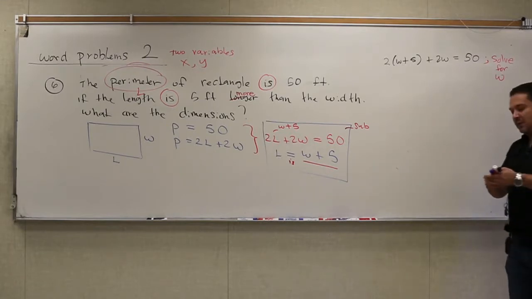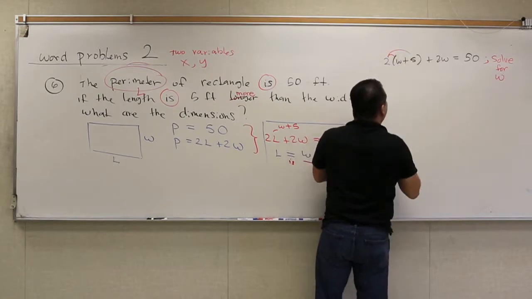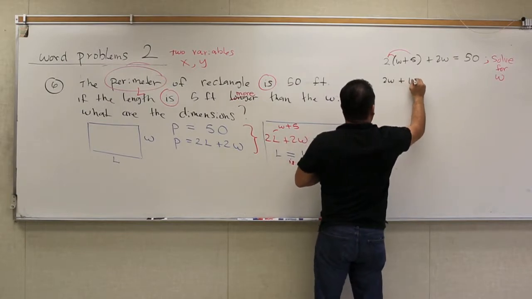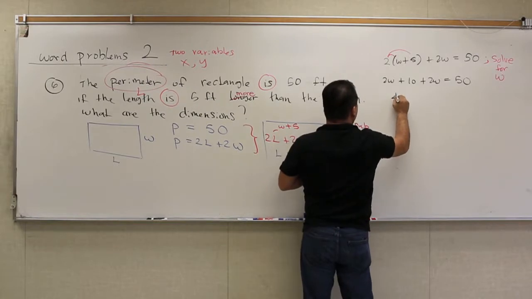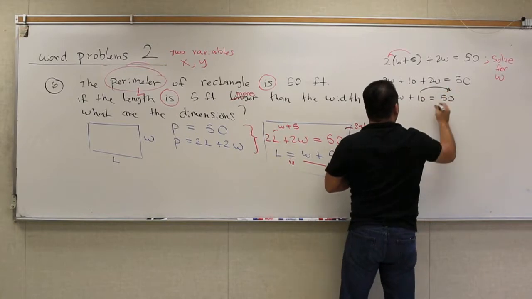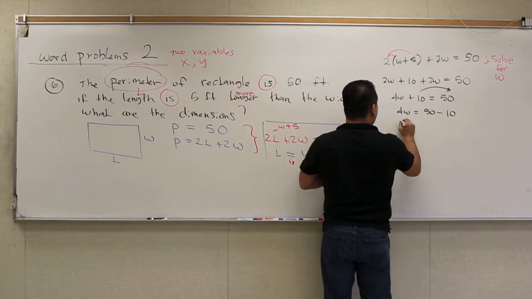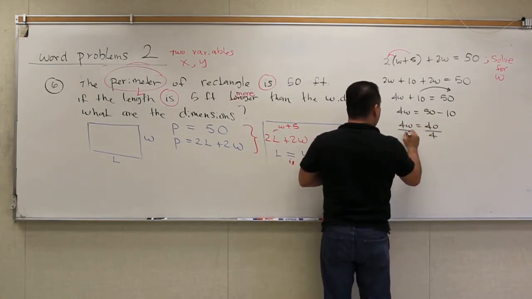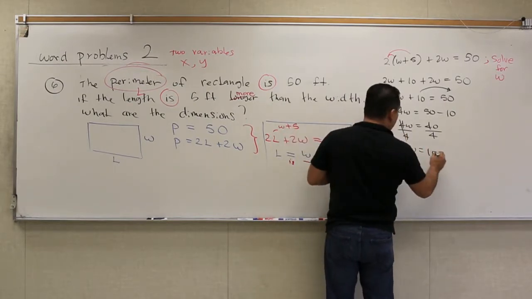Okay, so you can still use this elimination process. Now, to get rid of your parentheses again, you use your distributive property. Remember that? So what's 2W? Well, 2W plus 10 plus 2W equals what? 50. What's this? 4W plus 10 equals what? 50. Translate your 10, and 4W is 50 minus 10. 4W is 40. Divide both sides by what? By 4. What do you get for W? W is 10. Now, it's going to be in feet, so 10 feet.